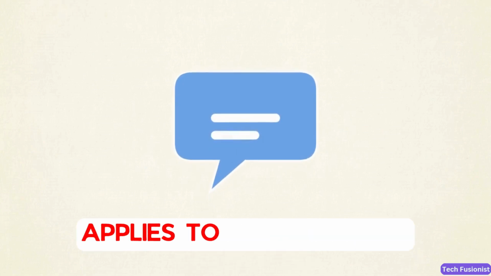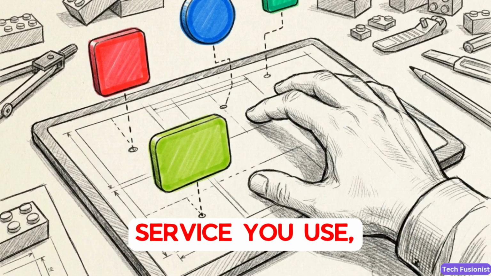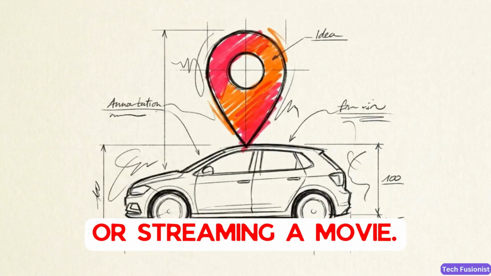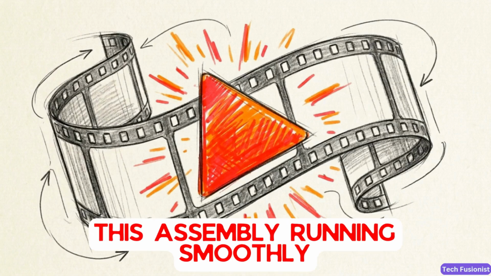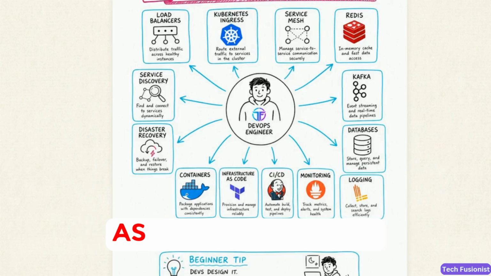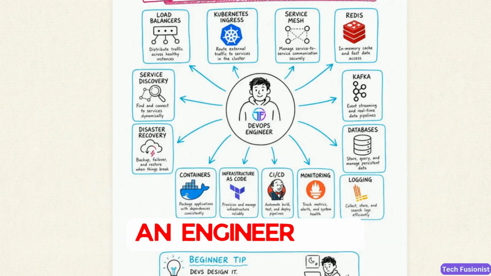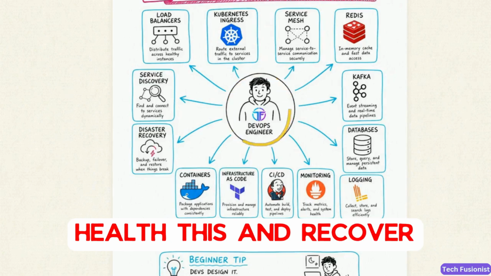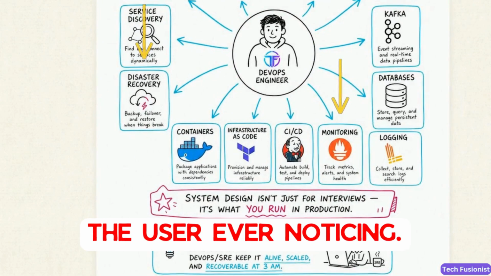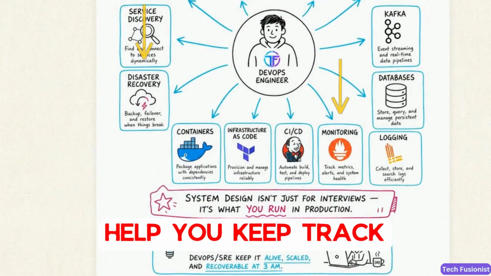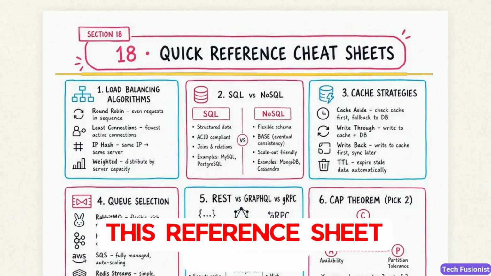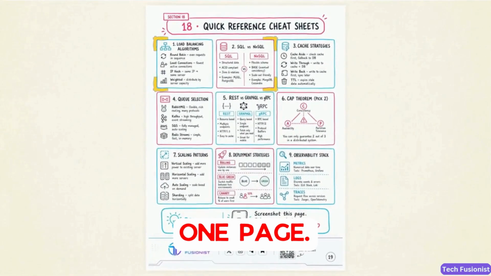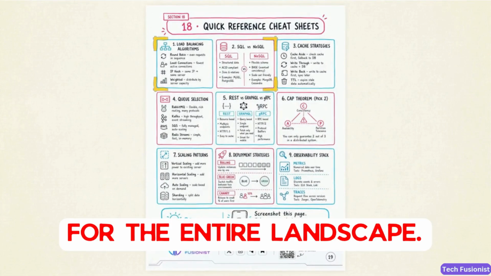This same logic applies to every digital service you use, whether you're shortening a web link, calling a ride, or streaming a movie. Keeping this assembly running smoothly falls to specific teams. As this map shows, an engineer sits at the center of the system, using tools to monitor health and recover from failures without the user ever noticing. To help you keep track of these patterns, this reference sheet gathers everything from load balancing to databases onto one page. It's a map for the entire landscape.